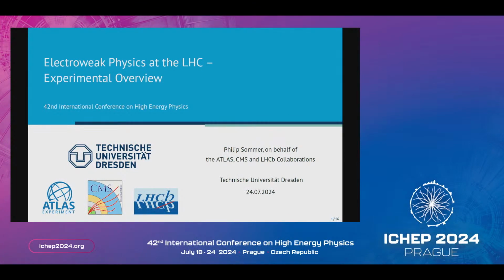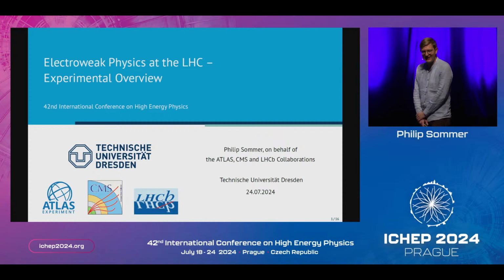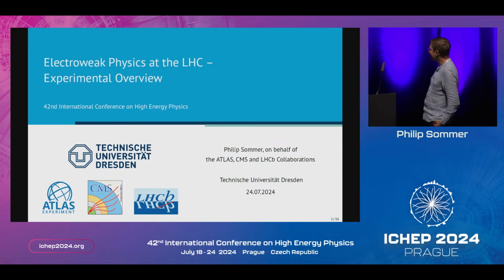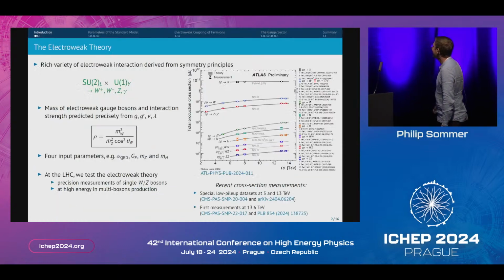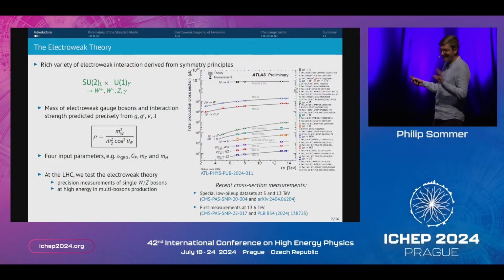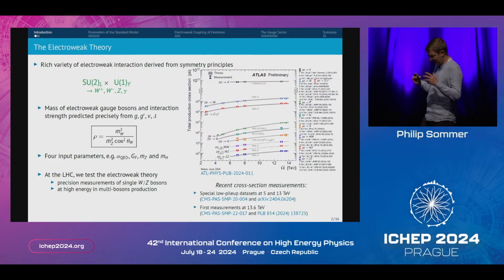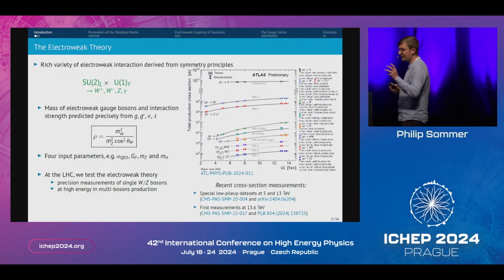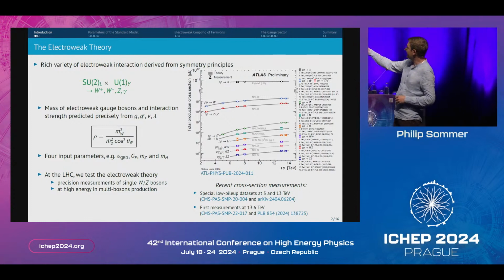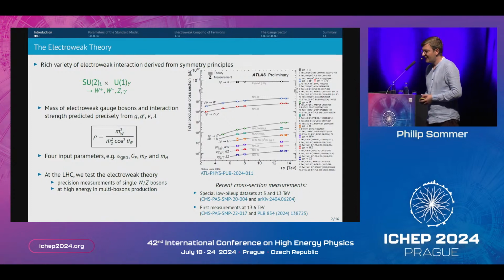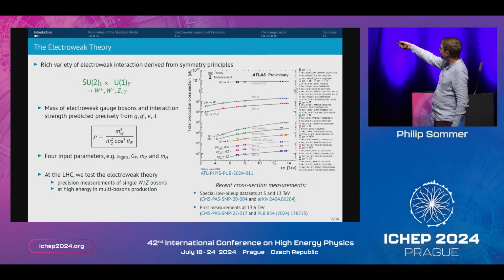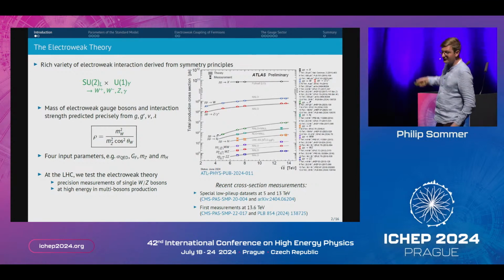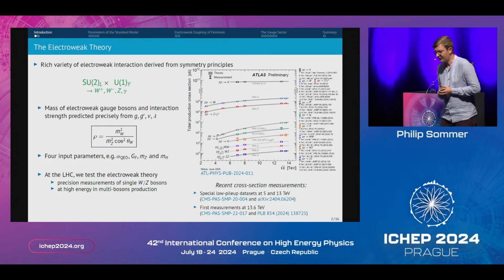In the next 20 minutes, I hope to convince you that hadron colliders, and specifically the LHC, are an excellent place to do electroweak physics. I start with a quick reminder that in the standard model, we derive the electroweak theory based on symmetry principles. This is the SU(2)×U(1) gauge symmetry. The Higgs mechanism breaks the symmetry, and from this we get the W bosons, the Z boson, and the photon as the mediators of this theory.